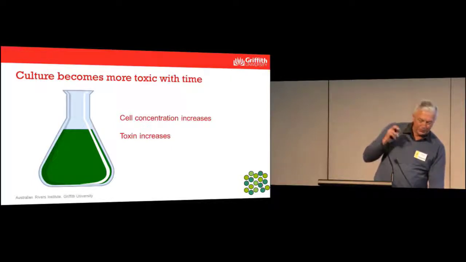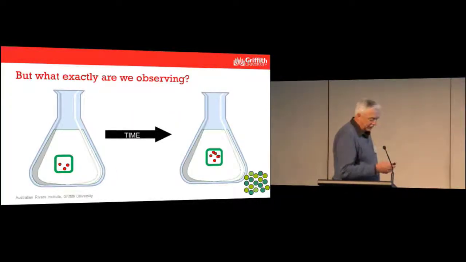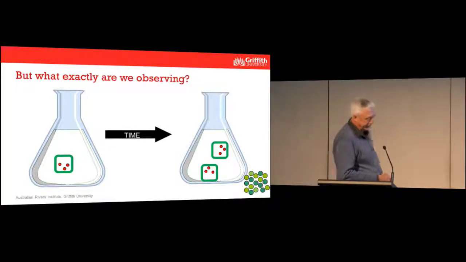So we can look at it from an observational level, but we can also look at it from a cellular level. Over time, we've got one cell and it's going to become maybe more toxic with more toxin in it. But it's quite likely that actually we've got two cells, each with the same amount of toxin in it as the original cell.